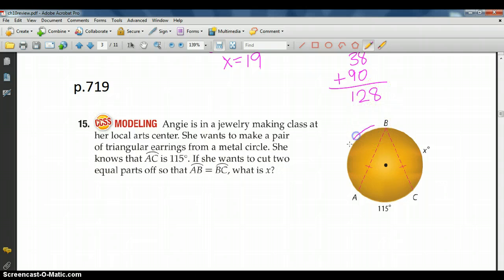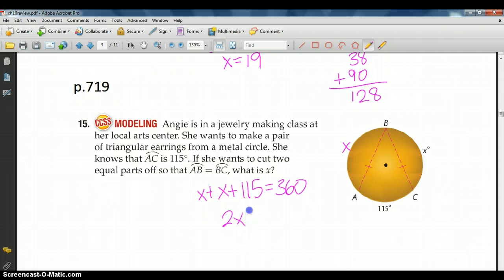So we want AB and BC to be equal. Since we have an expression for BC, we're going to call AB X as well. So we have X here, and 115 here. So that makes up the entire circle. So we're going to use arc addition and set all 3 arcs sum equal to 360. So we have X plus X plus 115 equals 360.